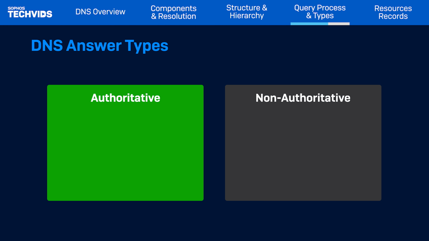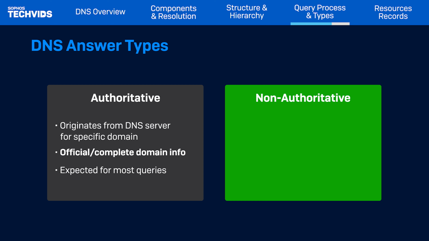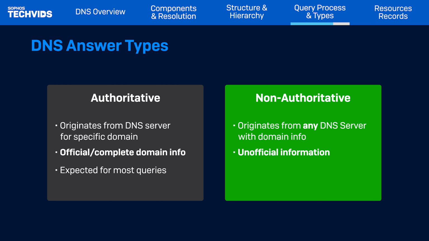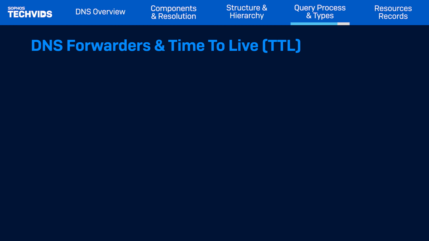An authoritative answer comes directly from a DNS server that has the official and complete information for a specific domain. The example shows this type, and this is what's expected for most queries. And a non-authoritative answer comes from any DNS server that may have cached the information, but is not the official source for that domain. It's considered less accurate. So, the type of answer received depends on whether the queried DNS server has direct access to the authoritative DNS server or not.